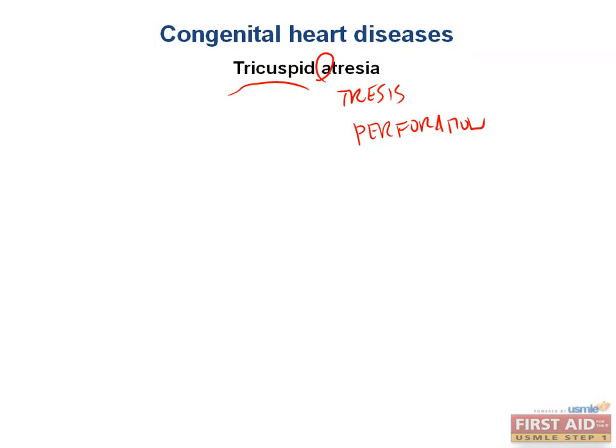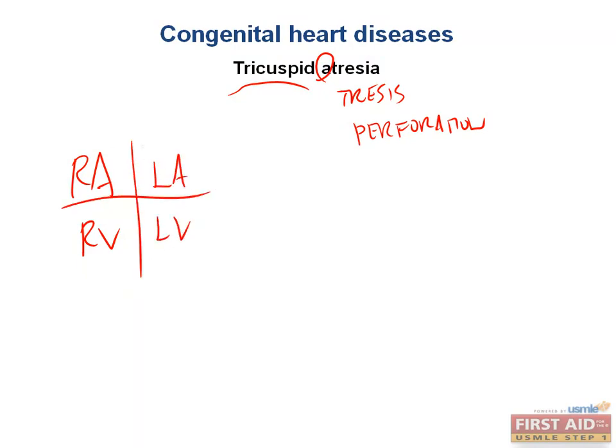Tricuspid atresia literally means there is no tricuspid valve. There is no communication formed between the right atrium and the right ventricle. And if it did form, it is very, very small. So let's kind of draw out the four chambers. We have our right atrium, right ventricle, left atrium, left ventricle, and that's normal in a normally functioning heart.